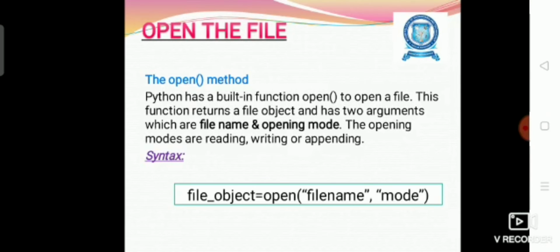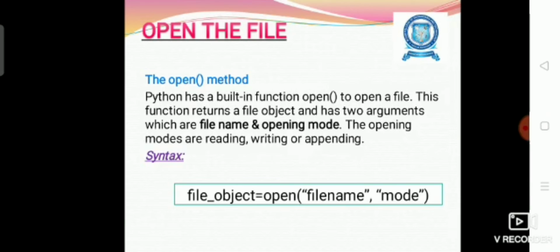And this method has two arguments. First one is file name, second one is the file opening mode. The opening mode specifies the mode of operation, whether we want to open the file for read operation, write operation or appending operation. That mode is represented as the second parameter or the second argument. Now we can see the syntax of file opening. File object equal to open of. Inside the brackets we have two arguments. First argument is file name, comma, second argument is mode.